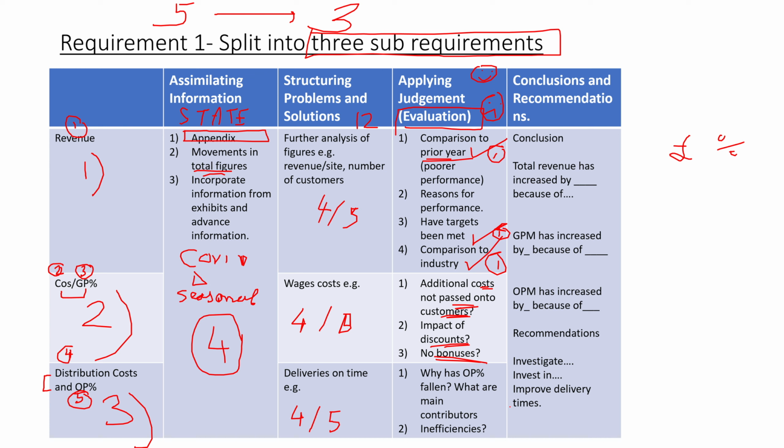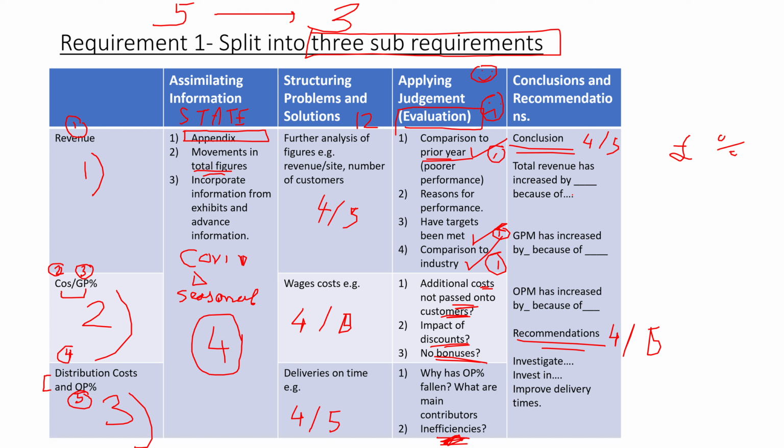This one is fairly self-explanatory. It's understanding for, say, operating profit margin. Why has the operating profit margin fallen, and what are the inefficiencies? Are there any indications of inefficiencies? And then conclusion. So conclusion itself has, I think, 4 or 5 marks, and recommendations. And recommendations has 4 or 5 marks.